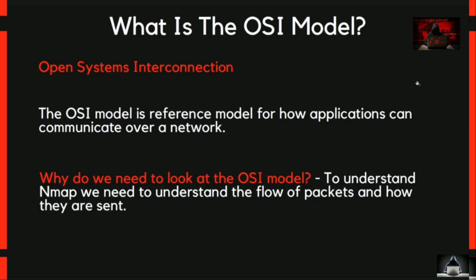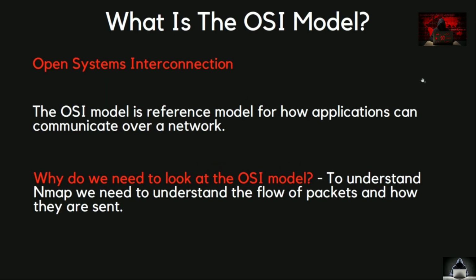Now, by definition, the OSI model stands for Open Systems Interconnection. Alright, so it acts as a model or a reference point for how applications can communicate over a network. So it's a reference point for network engineers or systems administrators to look at and understand how applications communicate over a network.